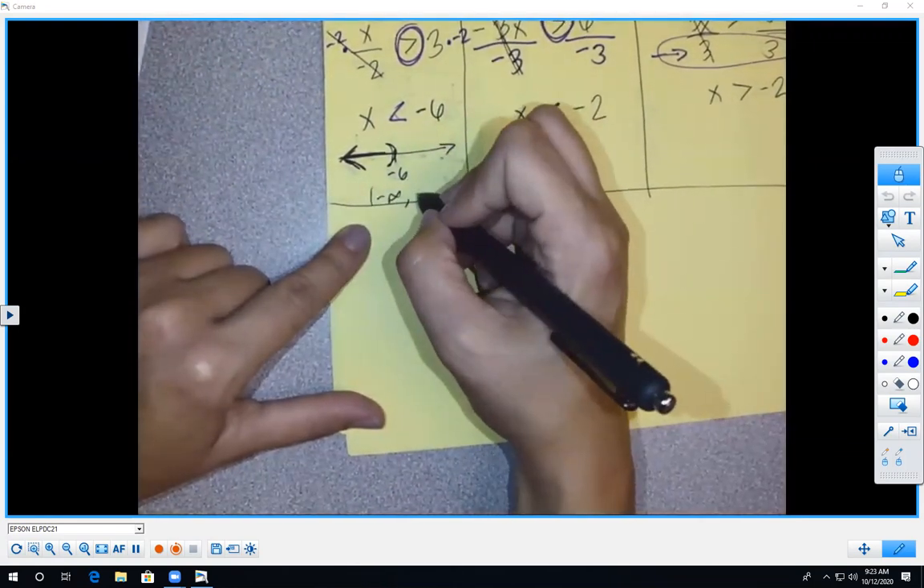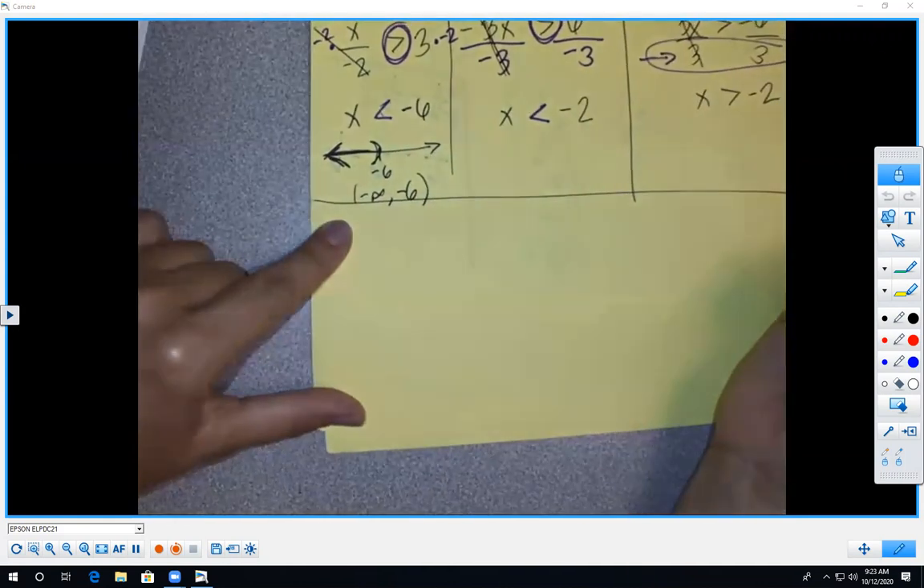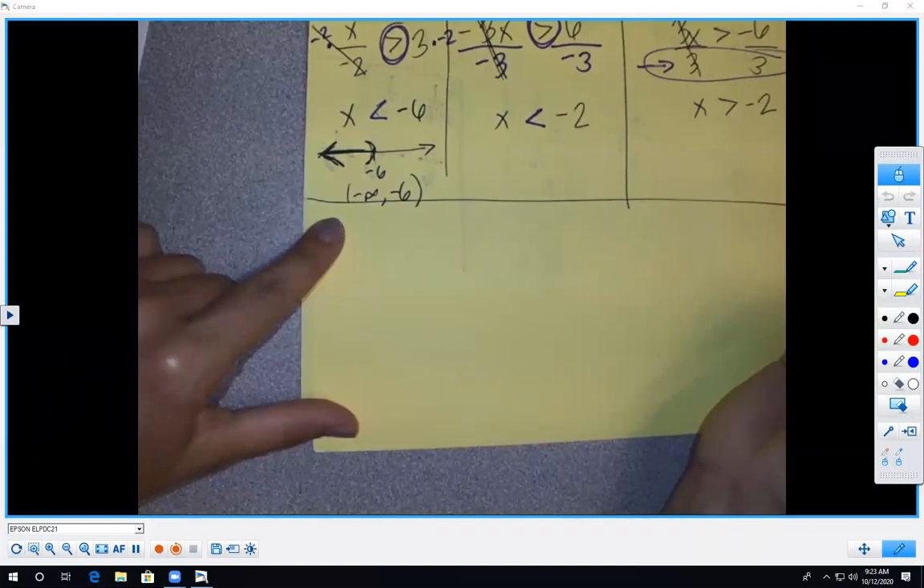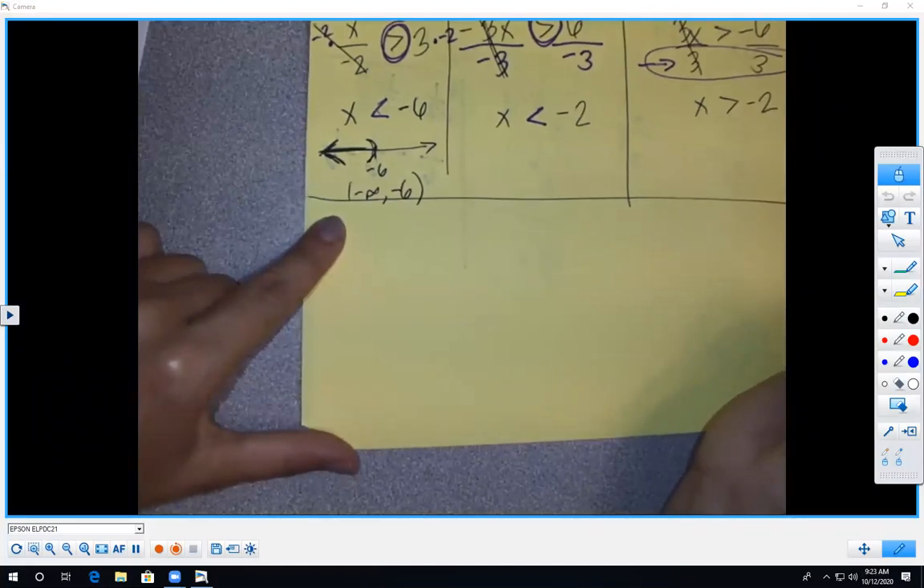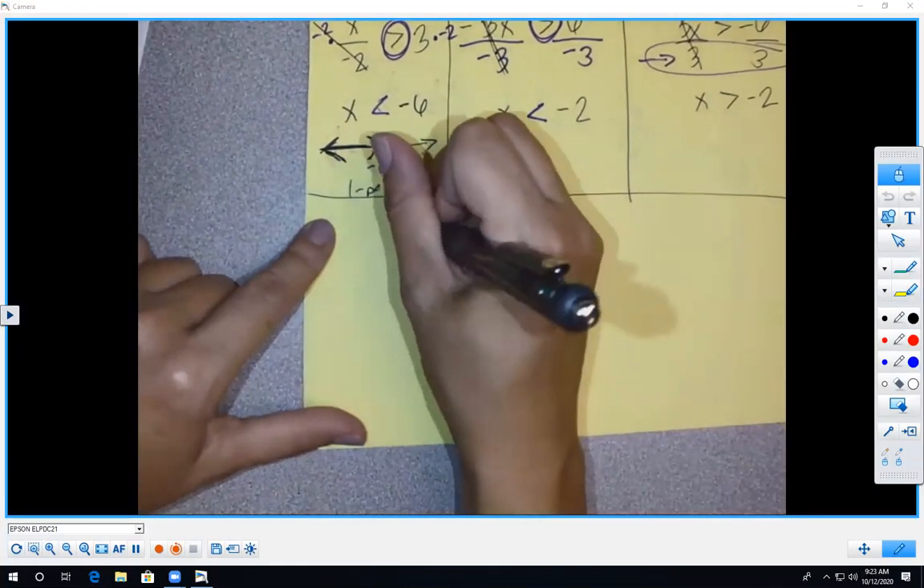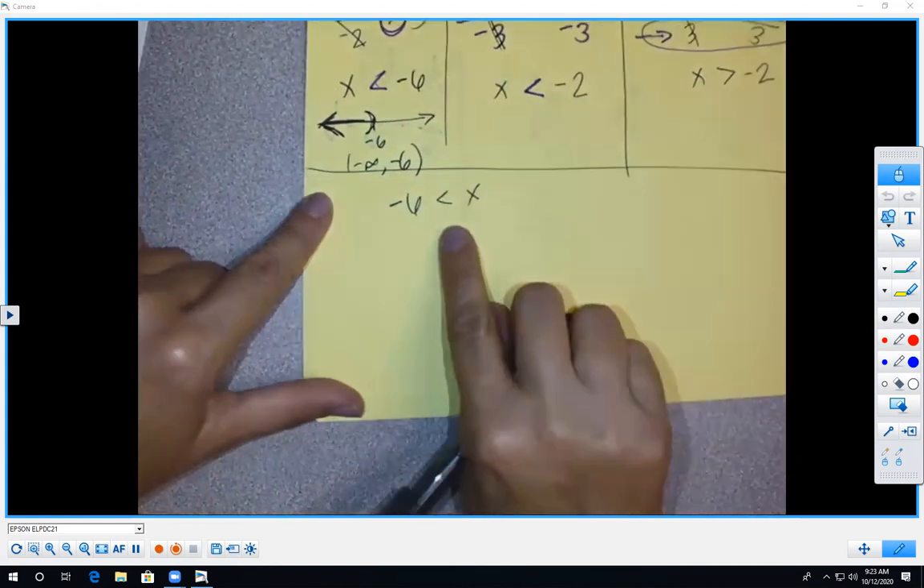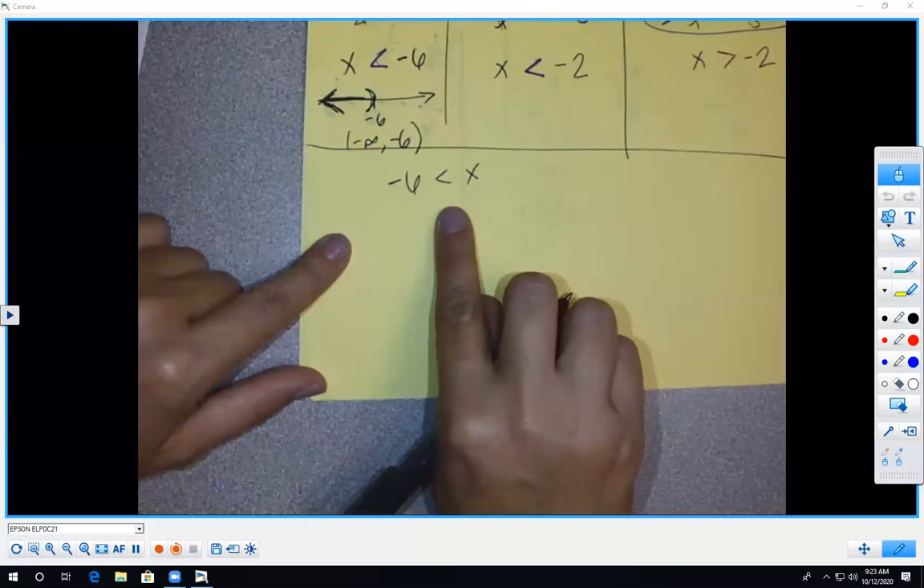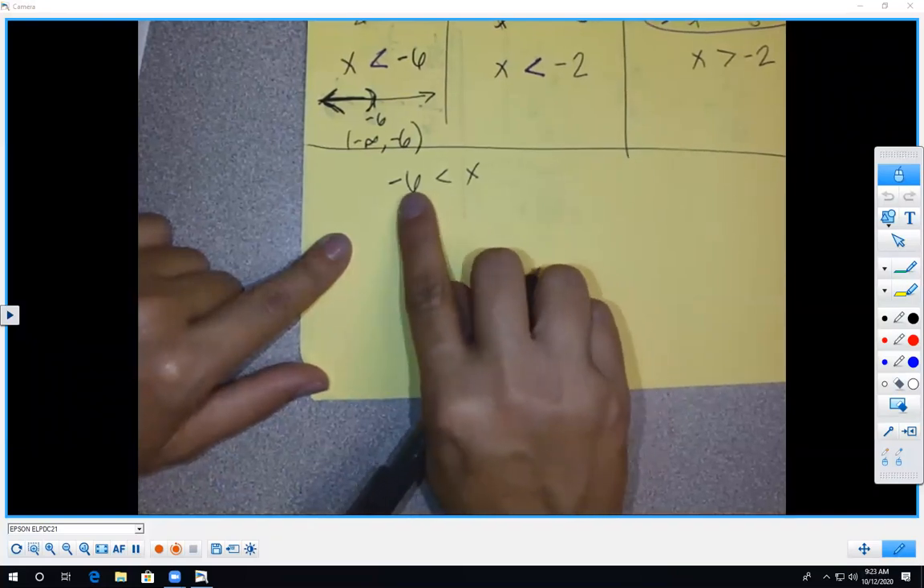-infinity to -6. Remember that? It is much more difficult to write that in interval notation because it's hard to read. What does this say?